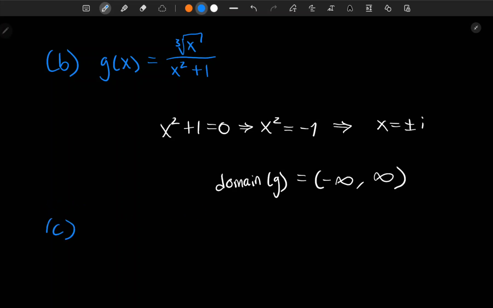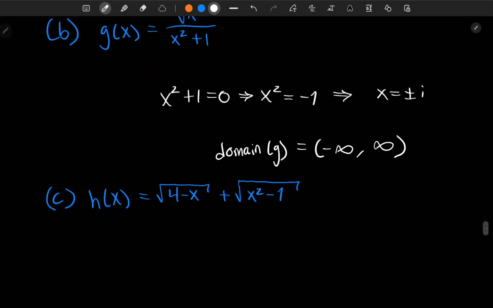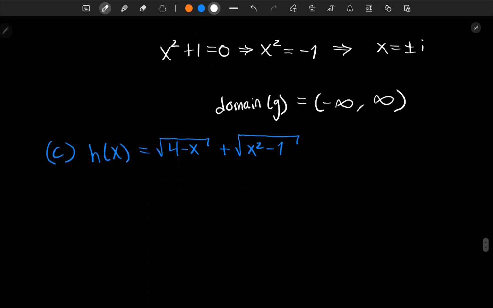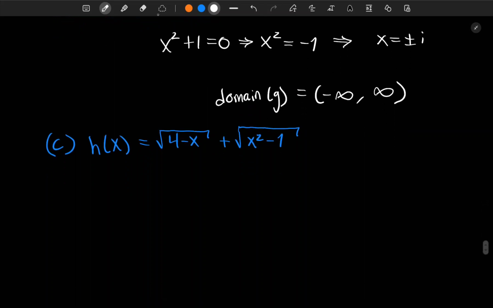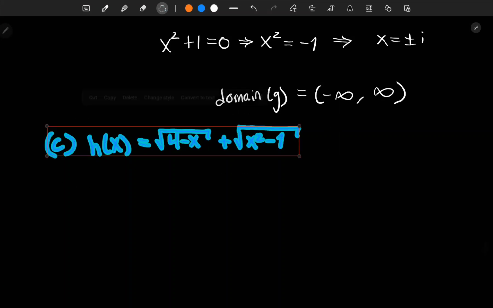Finally, consider the function h of x is equal to the square root of 4 minus x plus the square root of x squared minus 1. Here, we find that there are no denominators because there are no quotients. So naively, one might expect that this is always well defined.